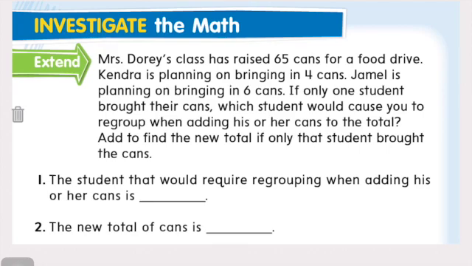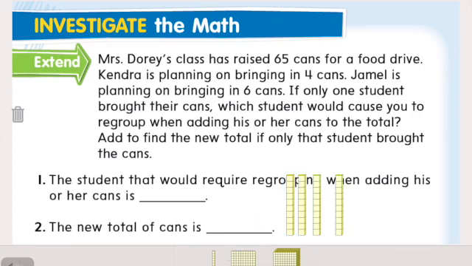So we only regroup if we have 10 or more 1s. Listen to that again. We only regroup if we have 10 or more 1s. So, for example here, we've got 65, so let me pull out 65. 3, 4, 5, and 6. 1, 2, 3, 4, and 5.